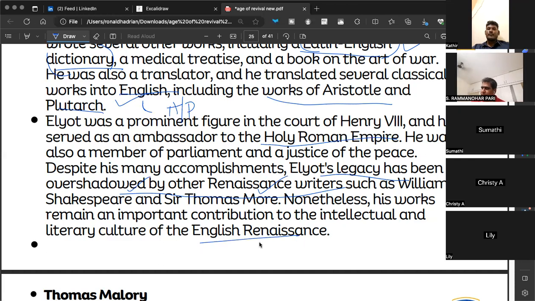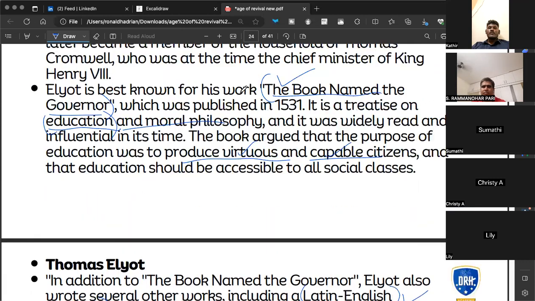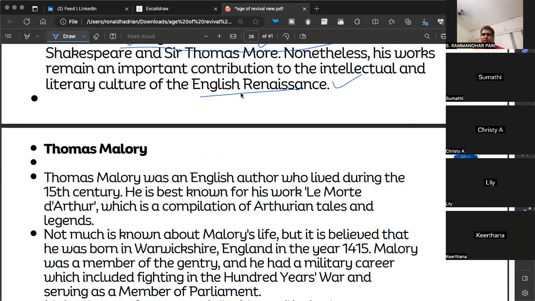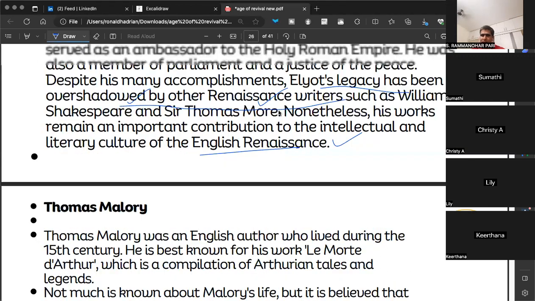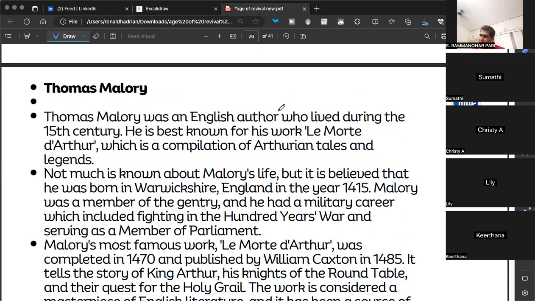Okay, so for English Renaissance, as an intellectual, we have to remember Thomas Elyot. So what is his one important work? The book named The Governor. The Governor. And what are the things he translated? He translated Aristotle and Plutarch. Very good, awesome. Fine.